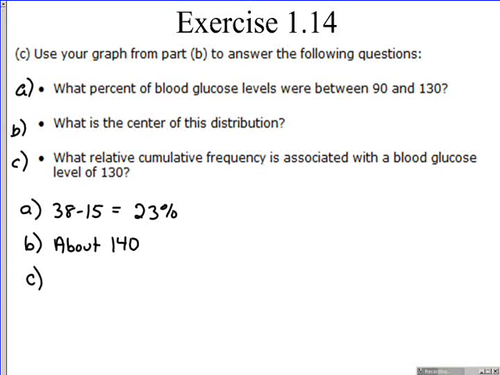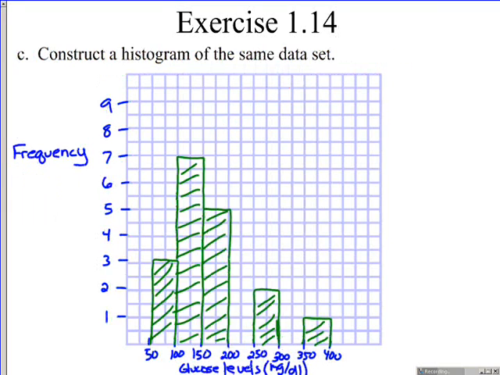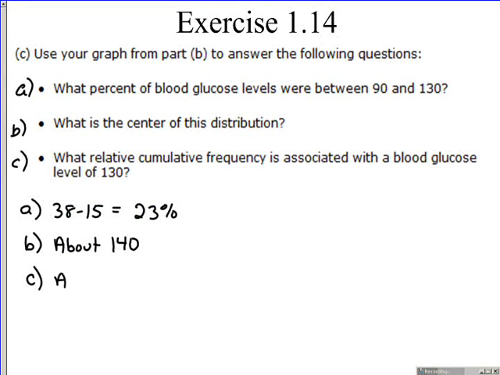What relative cumulative frequency is associated with a glucose level of 130? Well, 130 is going to be right here, and we said that that was about 38%. So about 38% of the data is 130 or less.